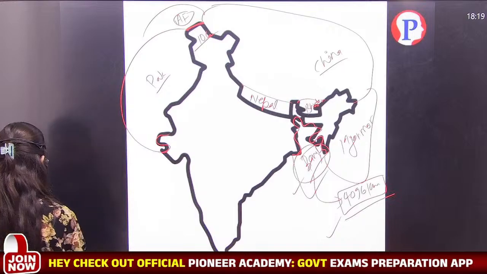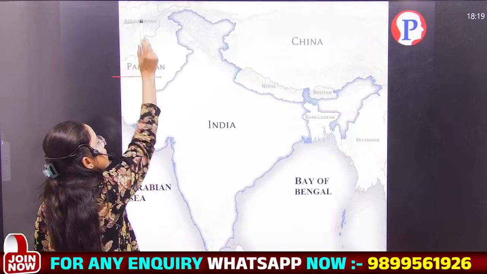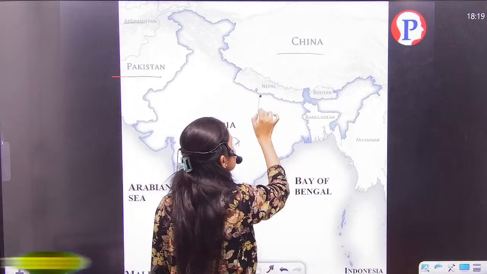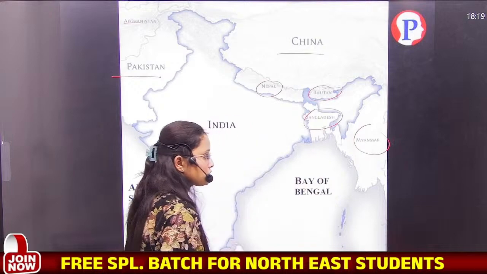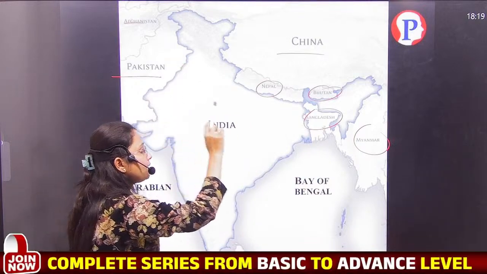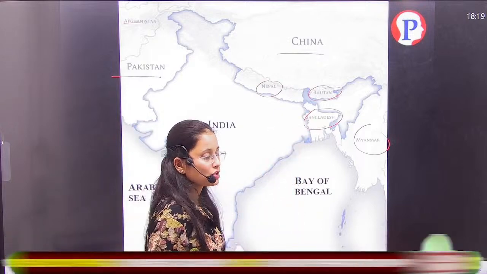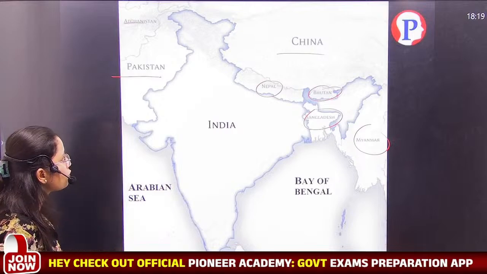Okay, so we will continue this topic. First one is Pakistan, then Afghanistan, China, Nepal, Bhutan, Myanmar, and then Bangladesh. The smallest boundary is Afghanistan, and the longest is Bangladesh. This is 4096, and this is 106 kilometers.